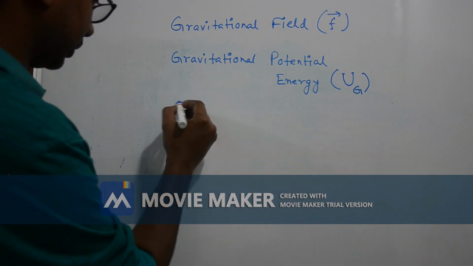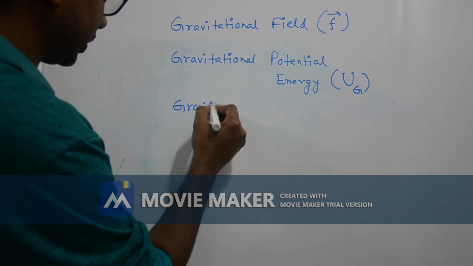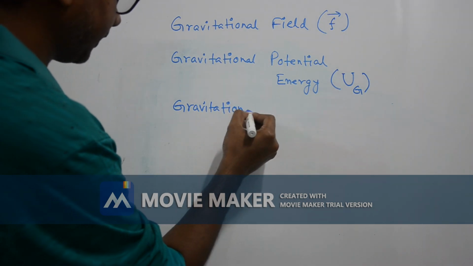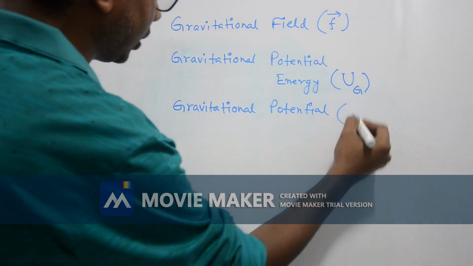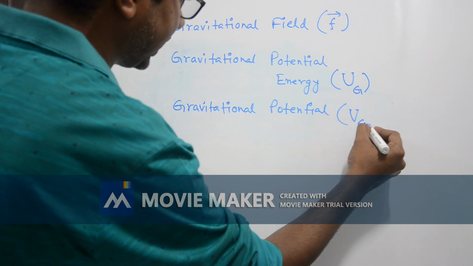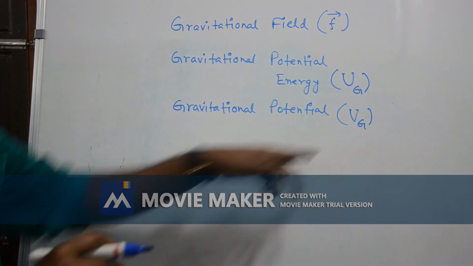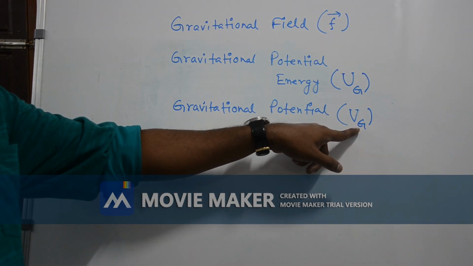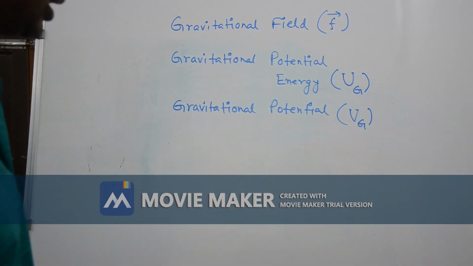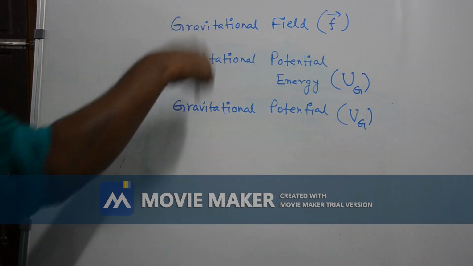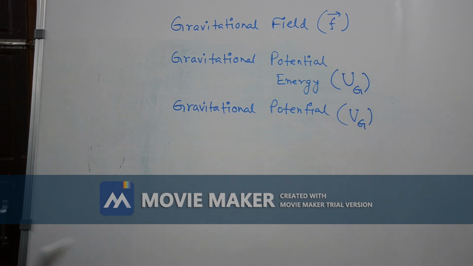And the next one will be gravitational potential, which we will write as V, again with the suffix G, just to keep in mind that it's coming from the gravitational force. So out of these three well-known parameters or variables, the first one is a vector. The last two are scalar quantities.